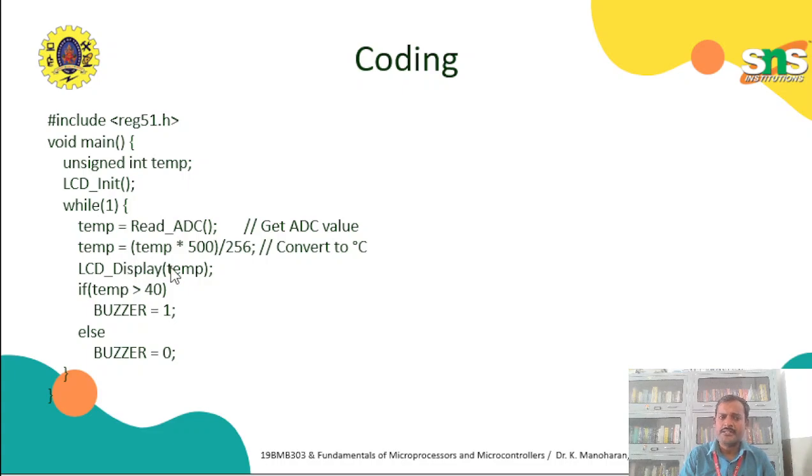Next, I'm going to check whether the temperature is greater than a particular threshold. Look at this. If temperature is greater than 40, if the Celsius value is greater than 40, I'm turning on a buzzer. So buzzer = 1. The buzzer is turned on. Else buzzer = 0. The buzzer is turned off. We can even take some other tasks also. For example, we can have multiple thresholds, for example greater than 35, greater than 40, greater than 45. Each one can have different operations also.